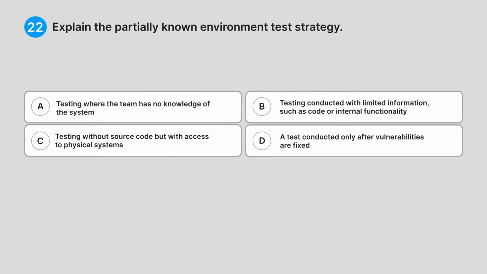22. Explain the partially known environment test strategy. A, testing where the team has no knowledge of the system. B, testing conducted with limited information, such as code or internal functionality. C, testing without source code but with access to physical systems. D, a test conducted only after vulnerabilities are fixed.